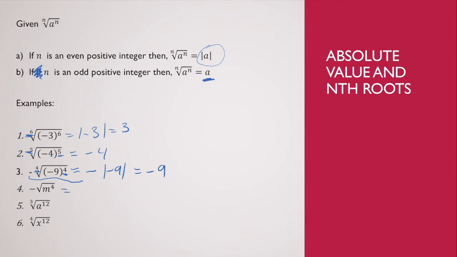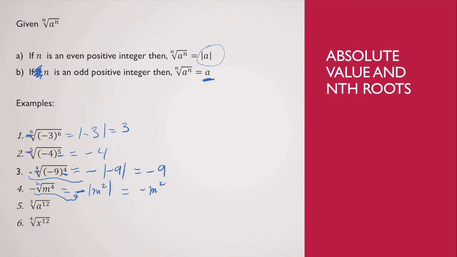Here I have the square root of m to the 4th. Well, that's going to be negative, because I take this negative with me, m squared. We're going to leave that absolute value for m squared. Or we could simplify it, because remember that any number squared is positive, so that could be negative m squared.